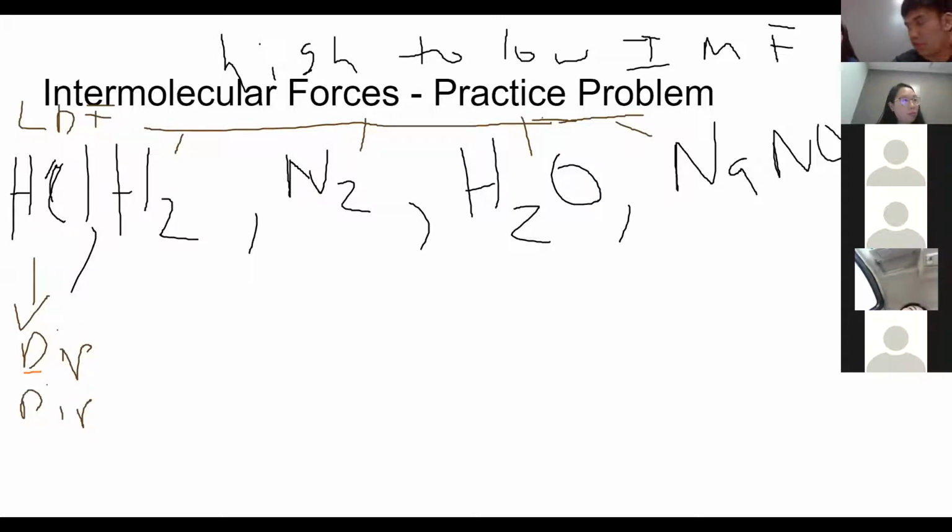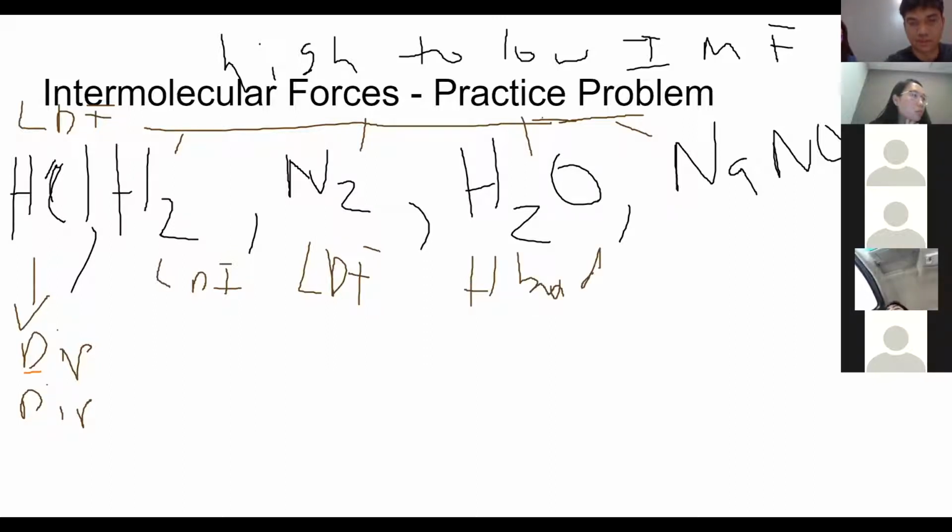H2 will only have London dispersion, right? Because it's covalent, but they share everything equally. They share electrons equally. So H2 and N2, they both share electrons equally, so they only have LDF. Water, we stated before, has H bonding because it's part of FON. A dipole because it's polar, and then an LDF.